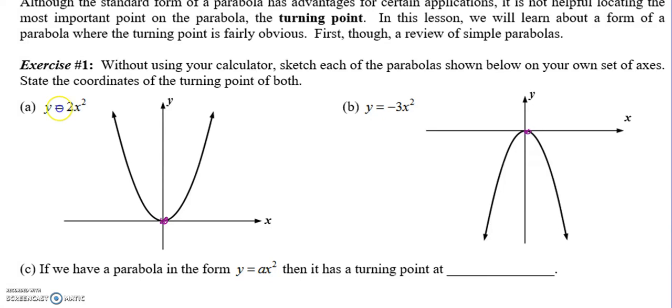We know that this is a happy parabola, so it should be smiling. And this is a sad parabola, so it's frowning. So you guys should know that already. But we're looking at something else.